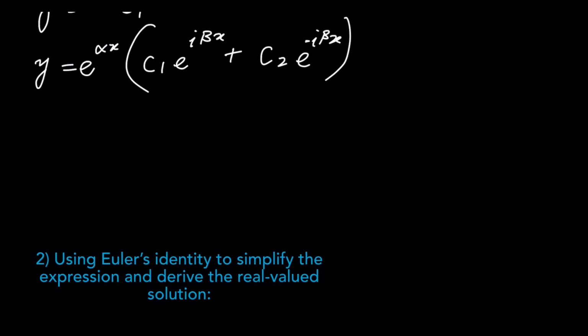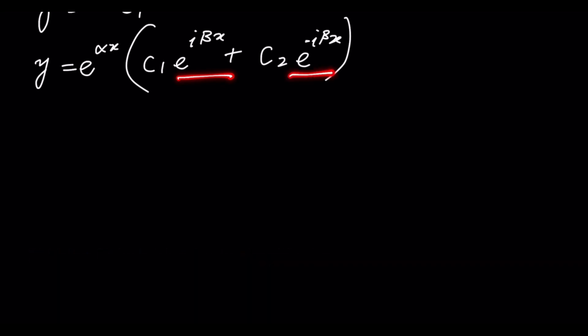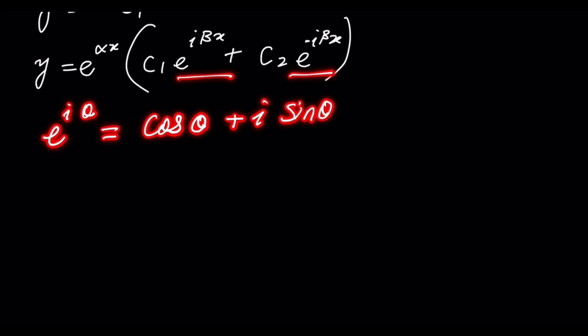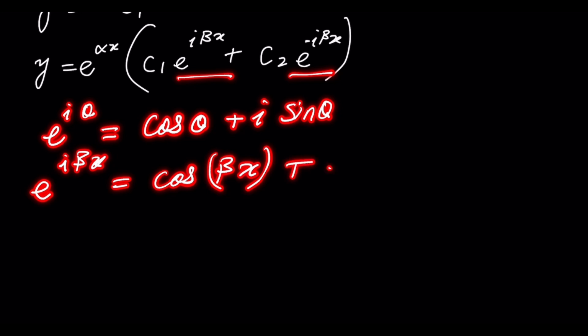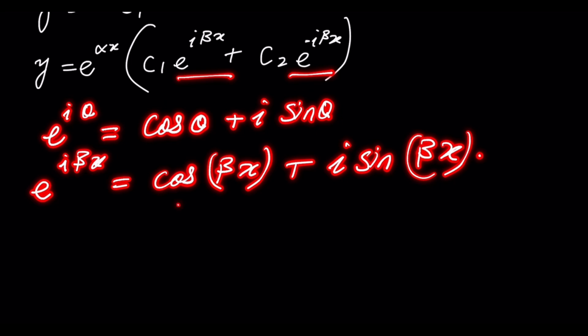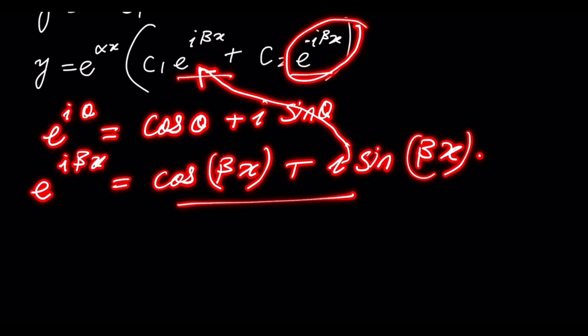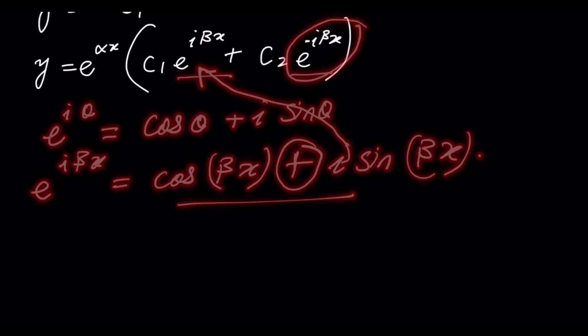Now we are going to be using Euler's identity to expand these exponents. Euler's identity states e power iota theta is equal to cos theta plus iota sine theta. Instead of theta, we'll be writing beta x. So e power iota beta x is equal to cos beta x plus iota sine beta x. Now let's substitute that here. And for e power minus iota beta x, we're just going to be changing the sign from positive to negative.